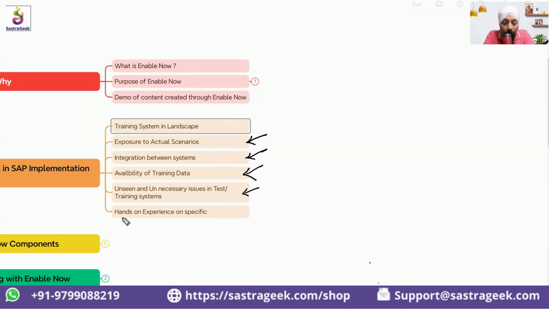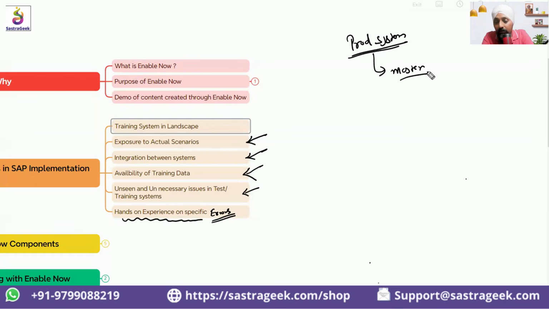And we can also give hands-on experience for the specific errors. This I forgot to write here, for the specific errors. So what happens when they go into the production system? In the master data, if a particular thing has not been maintained, then they would be facing an error when they create a production order.